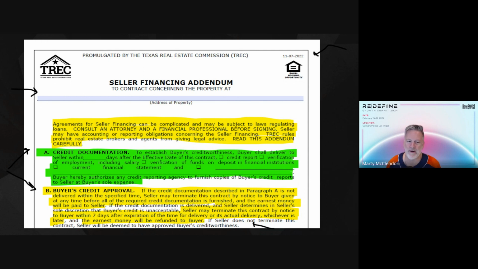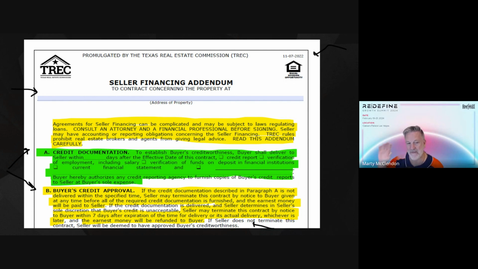And then buyer's credit approval. If the credit documentation described in paragraph A is not delivered within the specified time, seller may terminate this contract by notice to the buyer given at any time before all of the required documentation is furnished, and the earnest money will be paid to the seller.